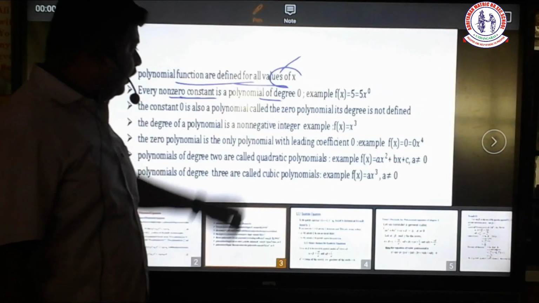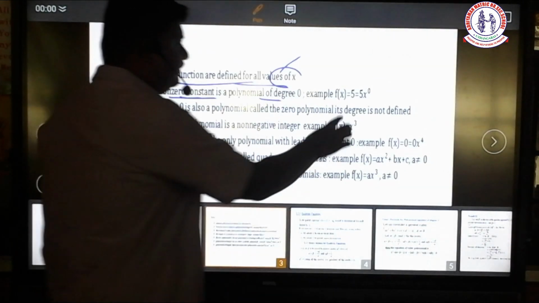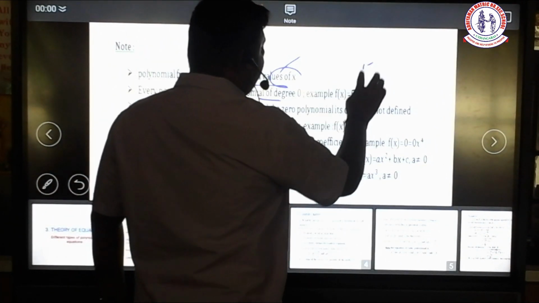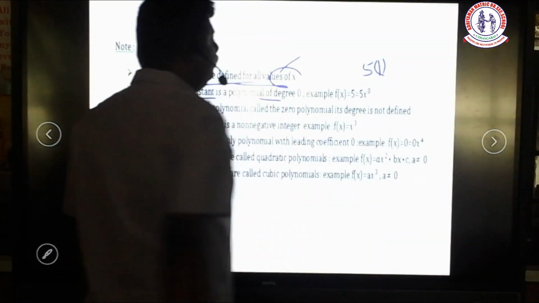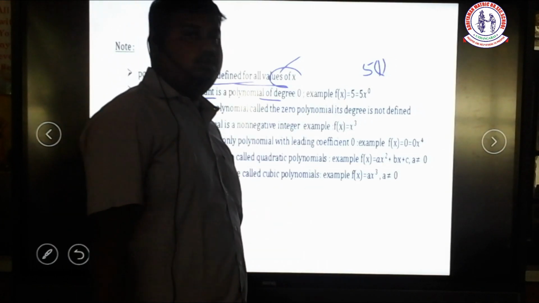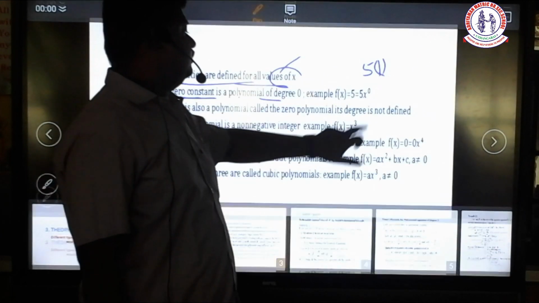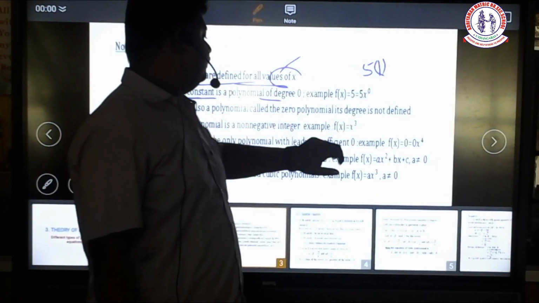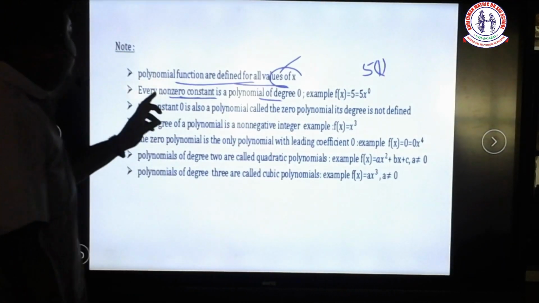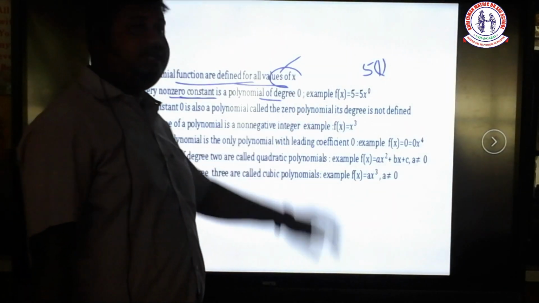How to find the degree? How to tell the degree is 0? You can write f of x is equal to 5. You can write 5 into 1, and 1 we can write as x power 0. The power is 0, so therefore the degree is also 0. Therefore every non-zero constant polynomial has degree 0.